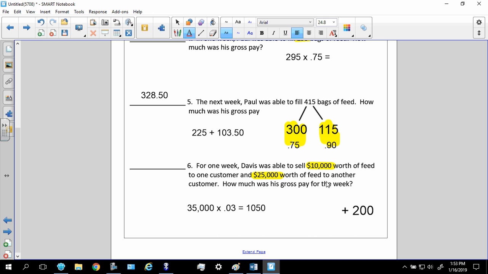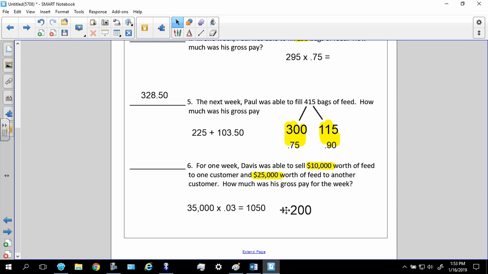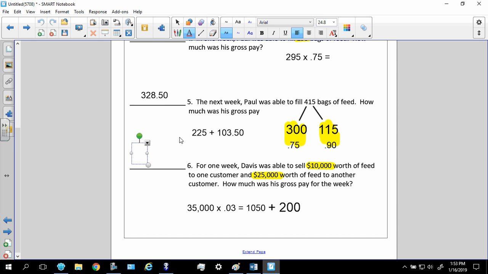But again, let's bring this back in. I've got to add $200 because that's his base pay. So when I do that, I get a grand total of $1,250.